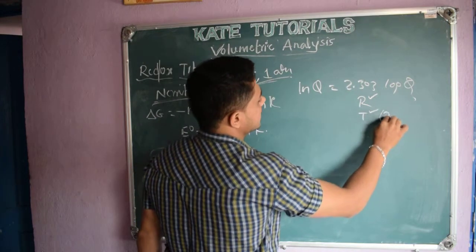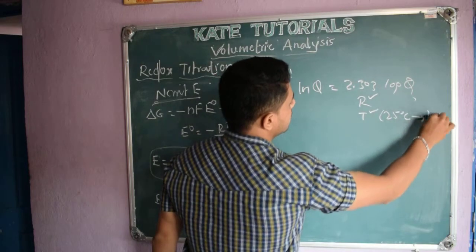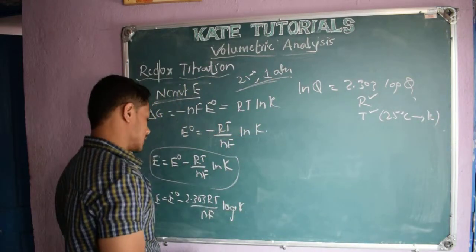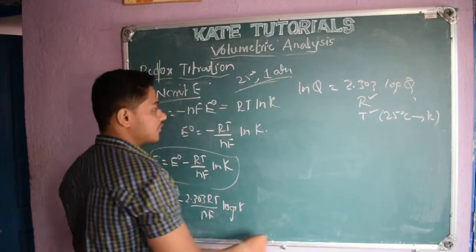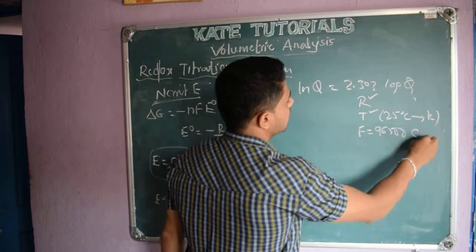If temperature we take to be 25 degrees Celsius, we convert into Kelvin. Right. 298 Kelvin we will get. And F is the Faraday constant. It is 96500 Coulomb.